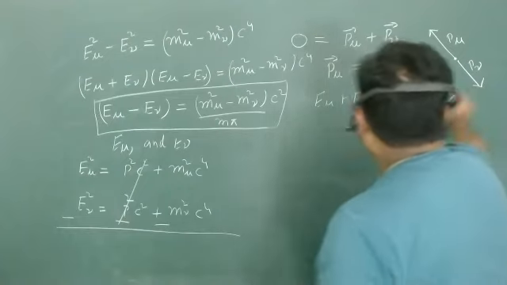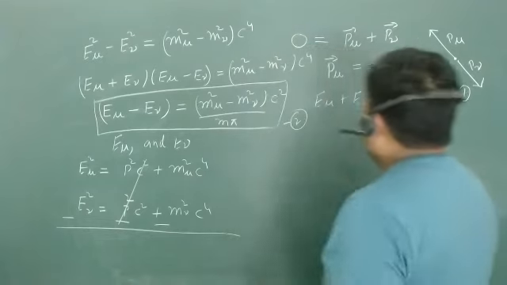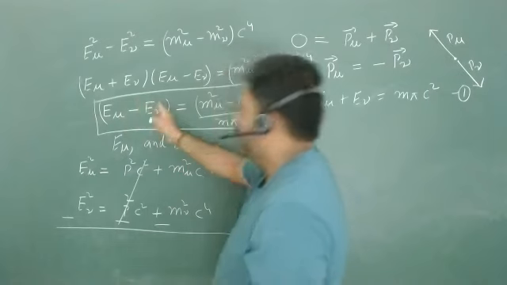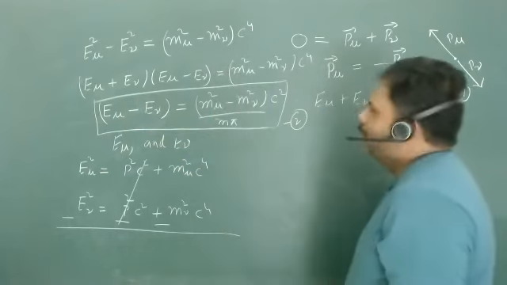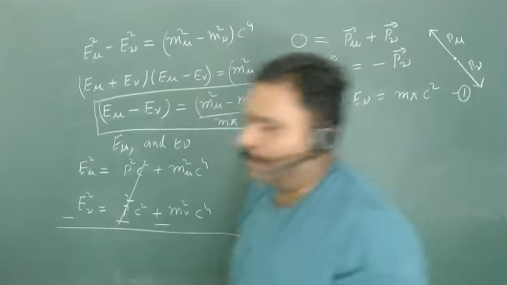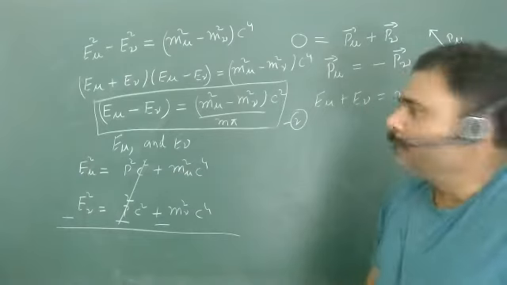So we have equation number 1, we have equation number 2. How many unknown variables? 2 unknown variables, E mu and E nu. And how many equations? We have 2 equations. So yes, we can solve it very efficiently.